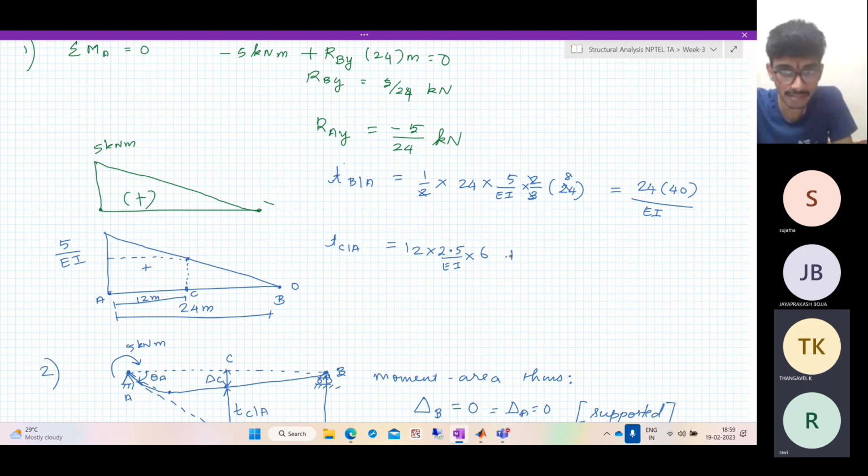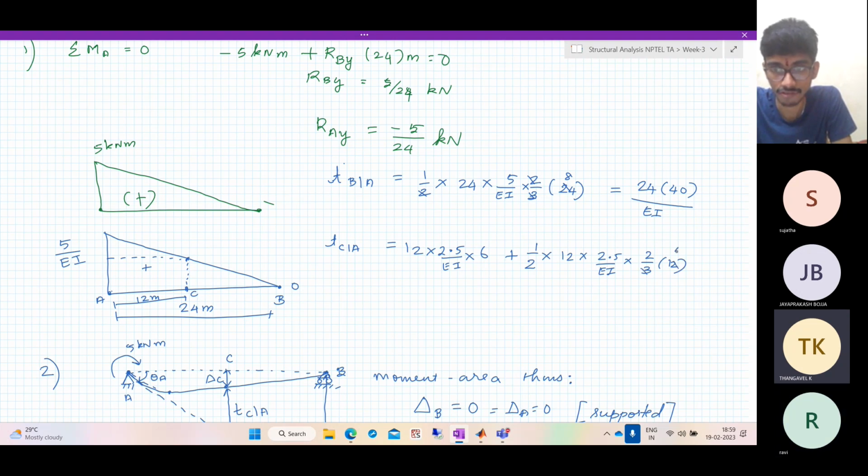And for the triangle, what is it? The triangle height is 2.5, so half into base, which is 12 meters, into height 2.5 by EI. And where does it act? It acts at 2 by 3 of 12. So again 3, this is 4, 2 gets cancelled. So 2.5 into 4 is 10, so 120. And this side we have 2.5 into 6 is 15, so 15 into 12 is 180. So here we have 300.